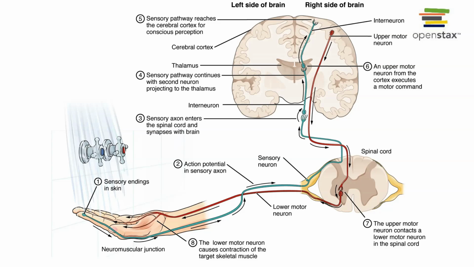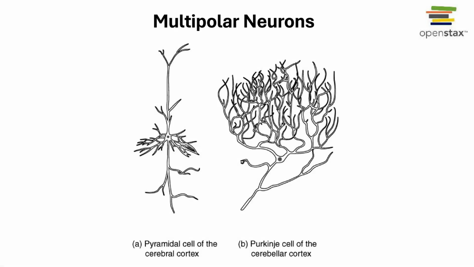They serve as connectors between sensory and motor neurons and are essential for processing and integration. Motor neurons, or efferent neurons, carry commands from the central nervous system to effector organs such as muscles and glands, allowing us to respond to stimuli. Neurons also differ in their physical structure. Multipolar neurons have multiple processes extending from the cell body. Here we see two different examples of multipolar neurons found in the brain.